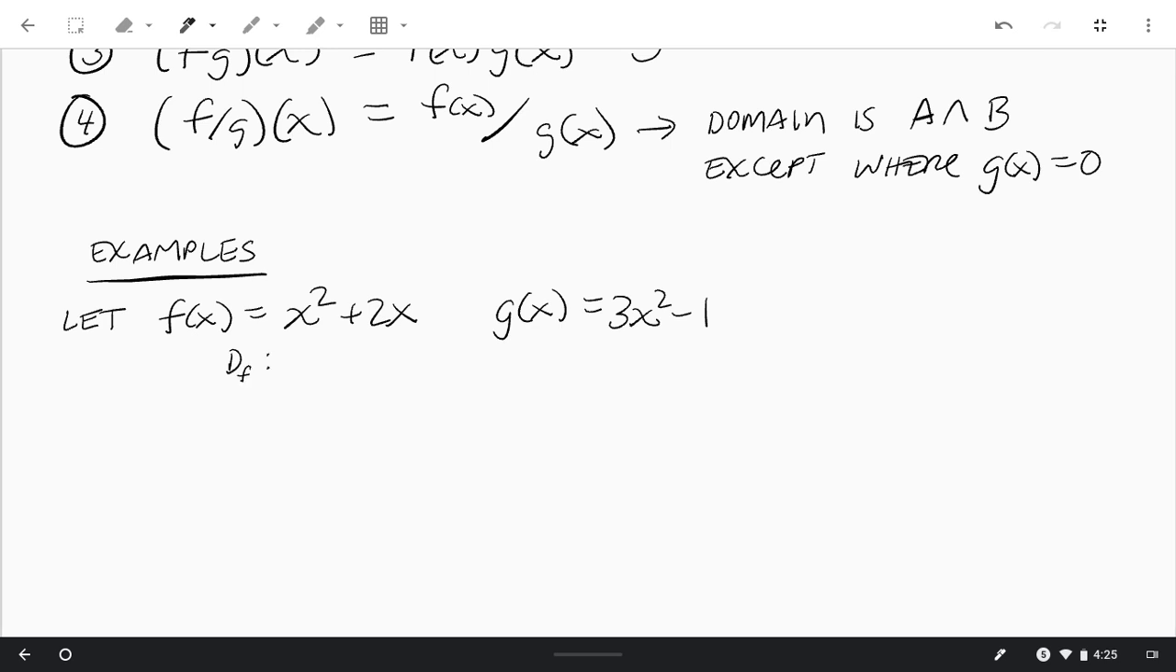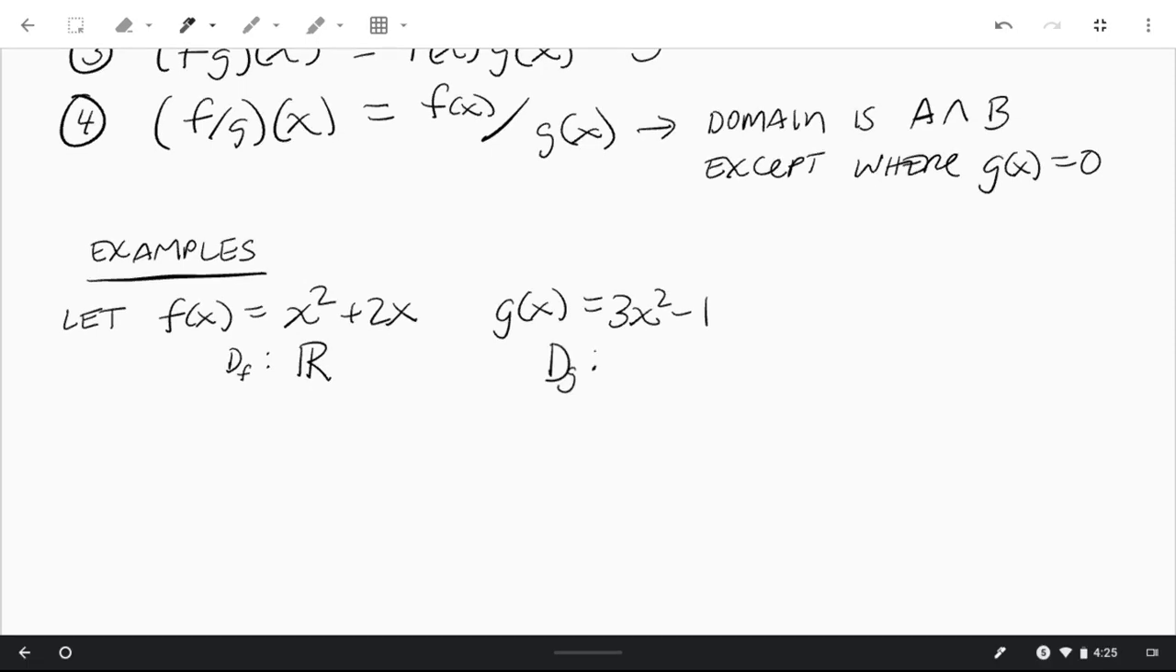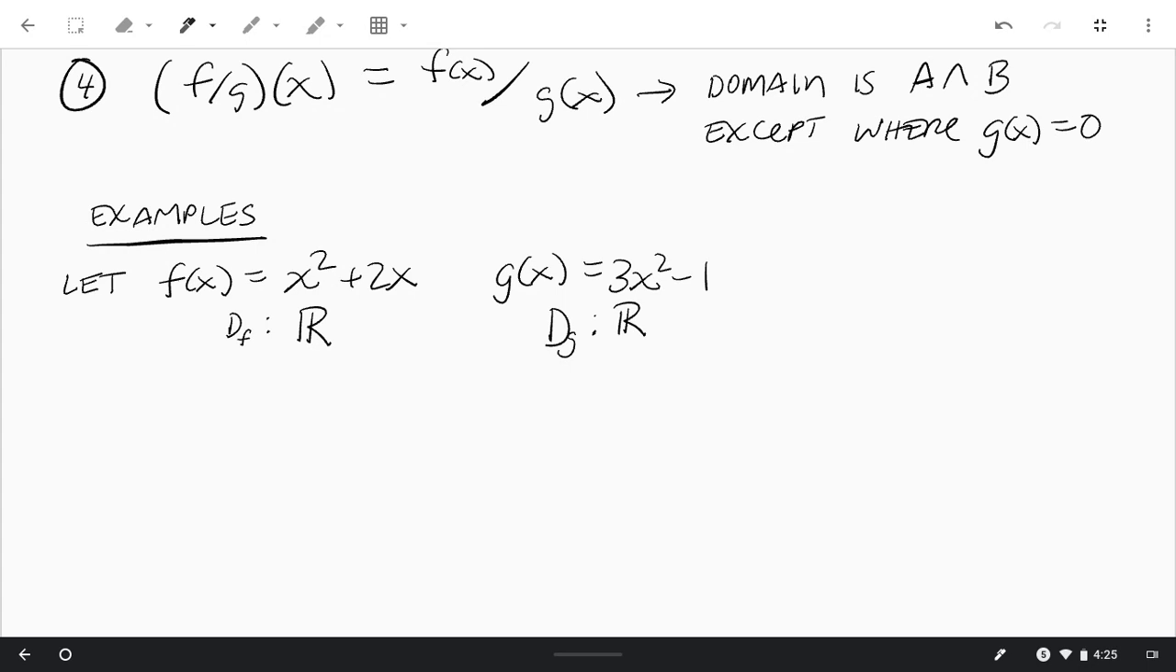Okay, so I'm going to use that boldface R. Same thing with g. When we take a look at g of x, we see that there are no restrictions. So the domain for g is also going to be all real numbers. And again, here I am going to use the boldface R. Okay, so let's take a look at these operations with these functions. All right, so let's find the following.